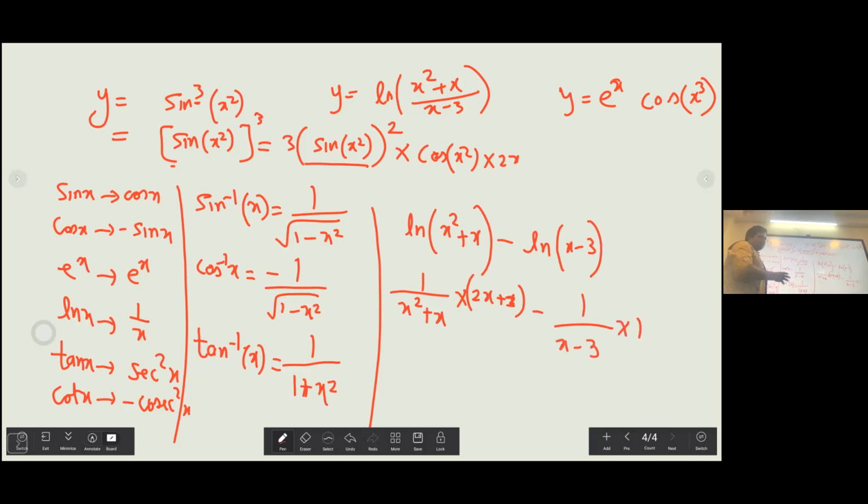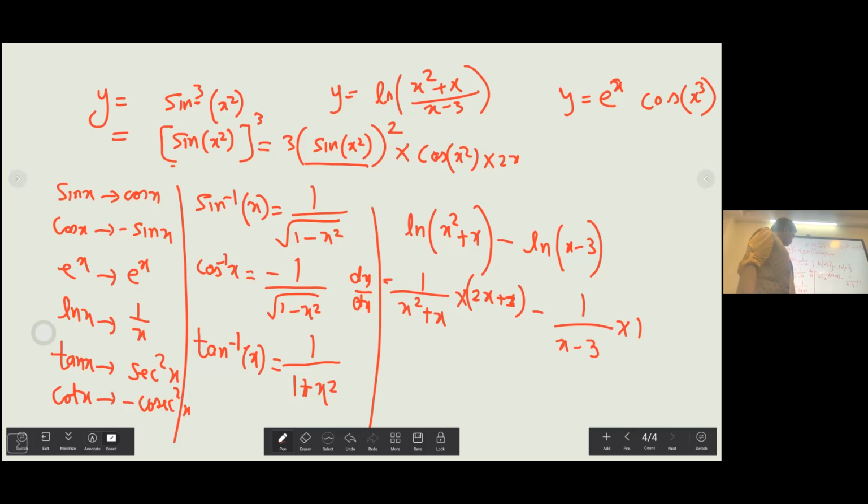This is basically the quotient rule, so you can avoid the quotient rule using this. With the basic chain rule, I can simply apply a little bit of log properties, and then this becomes your dy by dx for the given expression. So the derivative of ln of (x squared plus x) is 1 upon (x squared plus x) times (2x plus 1), minus the derivative of ln (x minus 3), which is 1 upon (x minus 3) times 1. So this is the derivative of ln of (x squared plus x) upon (x minus 3).